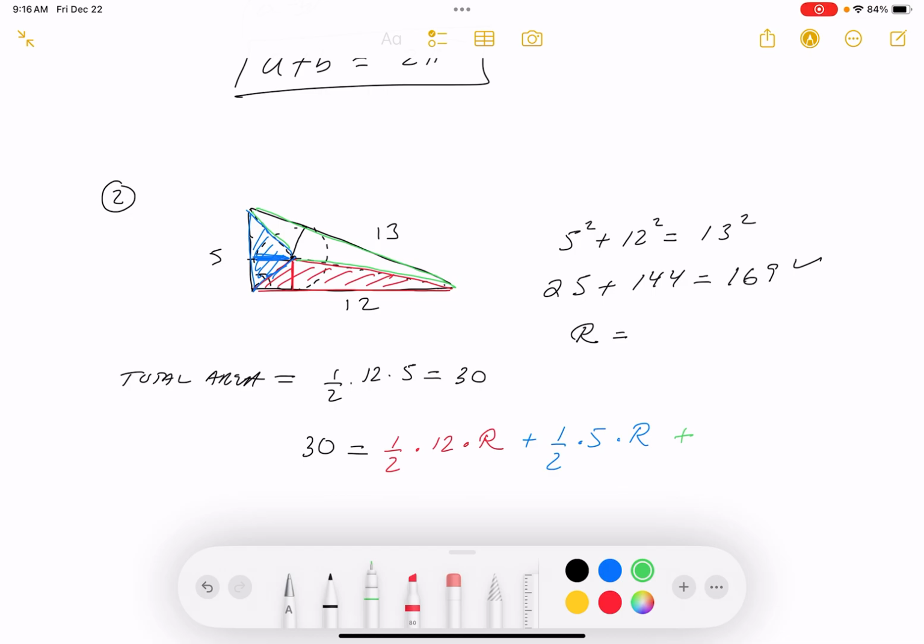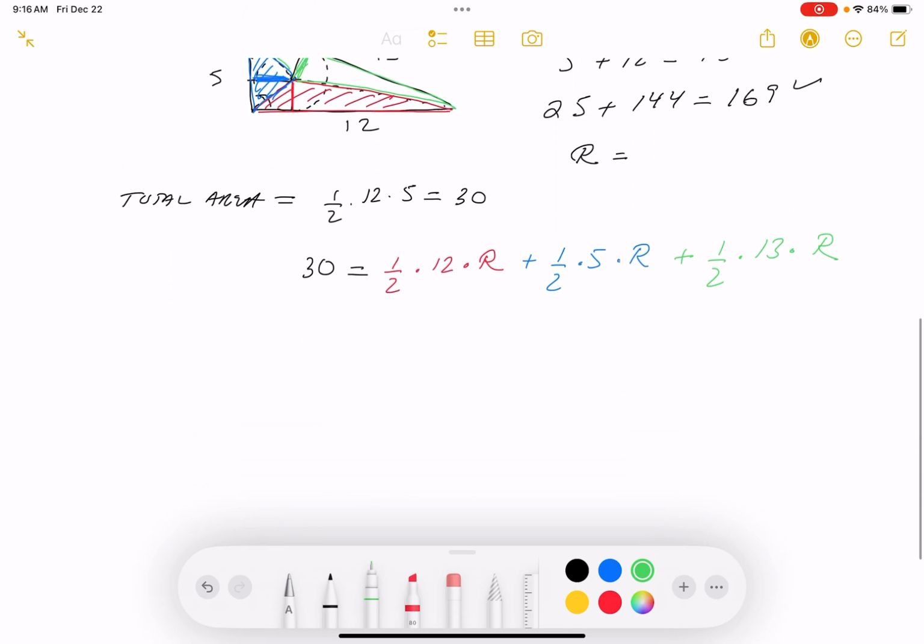What do you get there? 1/2. The base of that's 13. And the height of that is still the radius of that circle. So I think I'm okay to go and add it all together, see what the R is. I think that's their question. I'll go back and read it again to you.